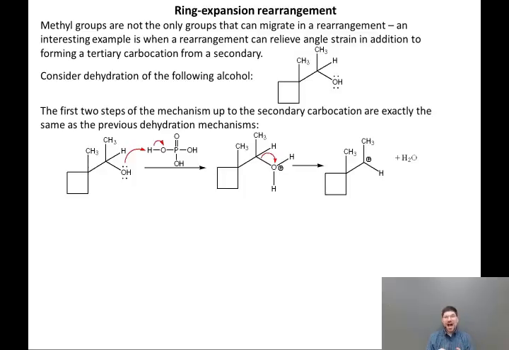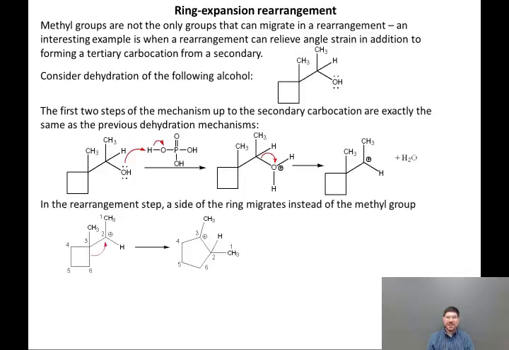You protonate the alcohol with the hydrogen from phosphoric acid to turn it into a good leaving group. This is a proton transfer reaction that requires two curved arrows. And then the leaving group water leaves to generate a secondary carbocation. Next, we have the rearrangement step. But in this case, instead of the methyl group migrating in the rearrangement step, a side of the ring migrates.